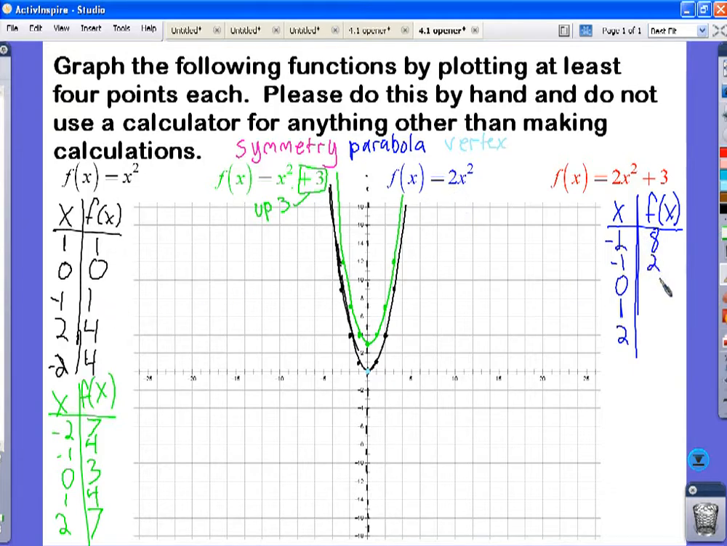-1, you square it, you get 1. You multiply it by 2, it's 2. 0 squared is 0. You multiply that by 2, you still get 0. 1 squared is 1 times 2 is 2. 2 squared is 4 times 2 is 8.